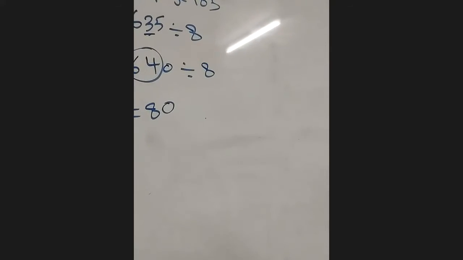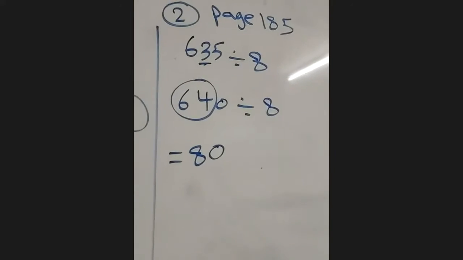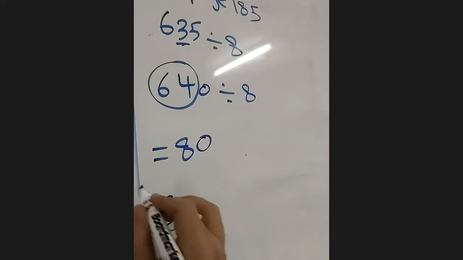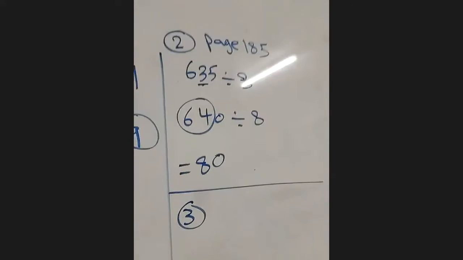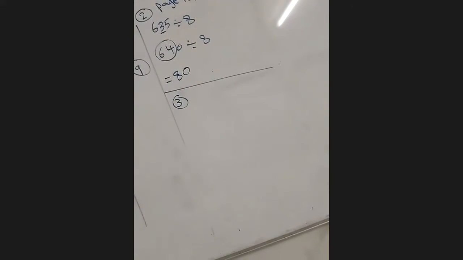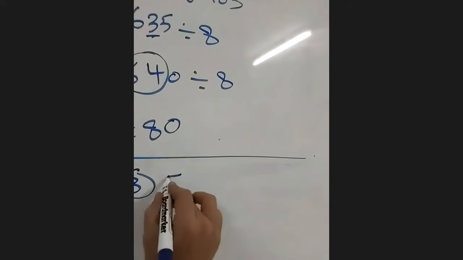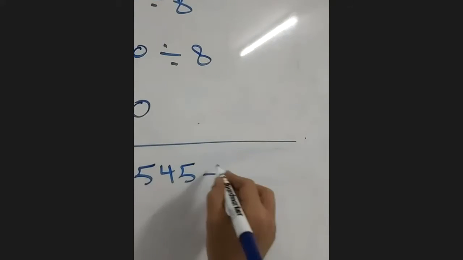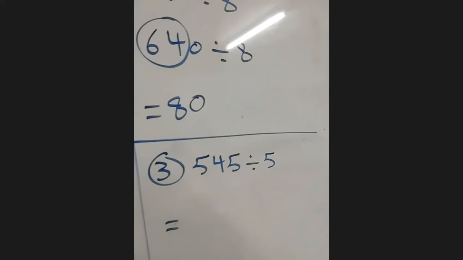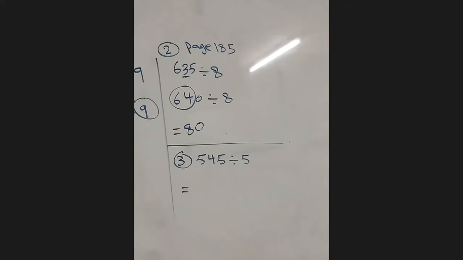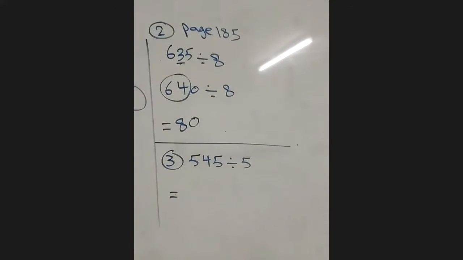Question 3, guys. Who can help me with question 3 now? In question 3, we have 545 divided by 5. Who can help me with this? How do we estimate? We are not dividing, guys. We are estimating.